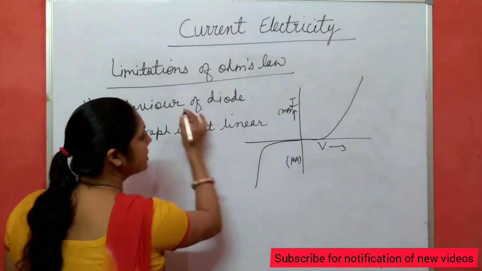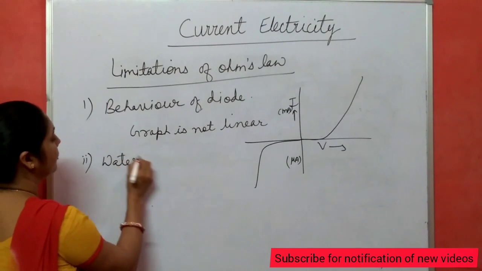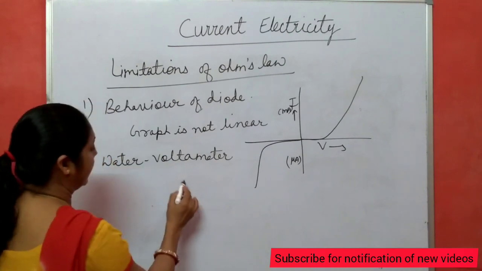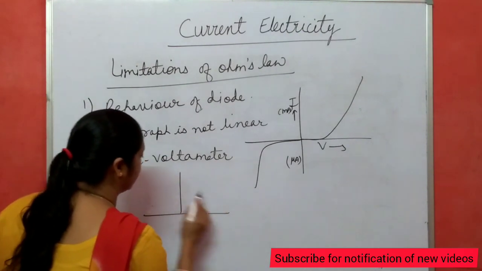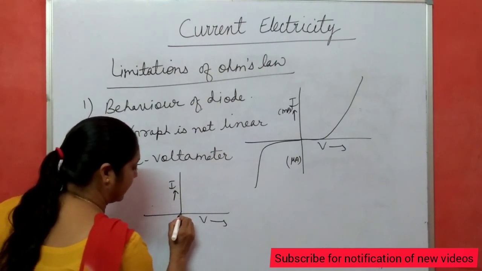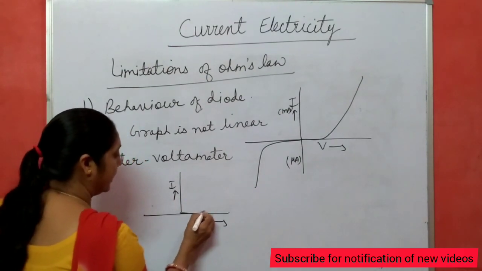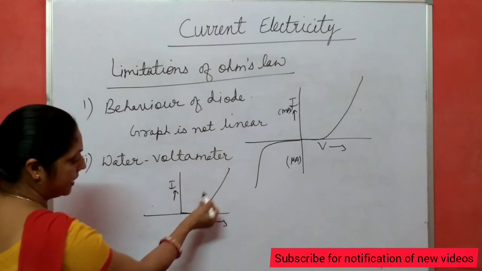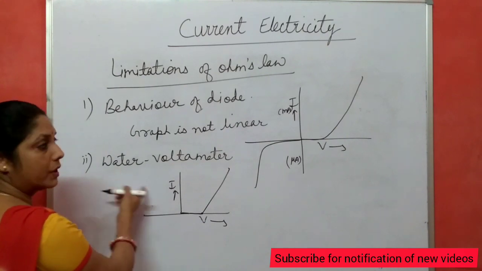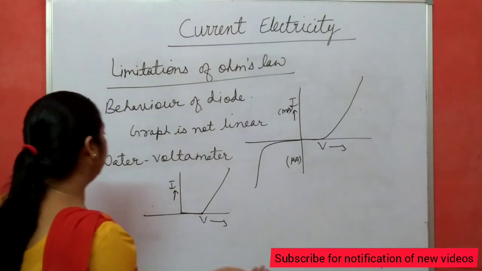So these are some limitations of Ohm's law. Second thing, the water voltmeter. In this case also the graph is like this one. Suppose this side is I and this side is V. So the graph is such that when you increase the voltage, the current remains 0 for some time, and after that it increases like this one. This straight line does not pass through the origin. It also does not obey Ohm's law. So this also comes under limitations of Ohm's law. And this type of material is called a non-ohmic conductor.